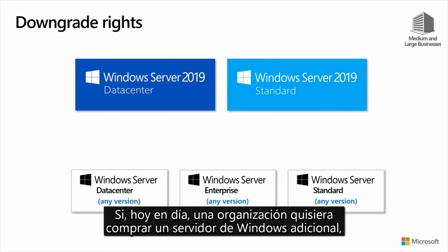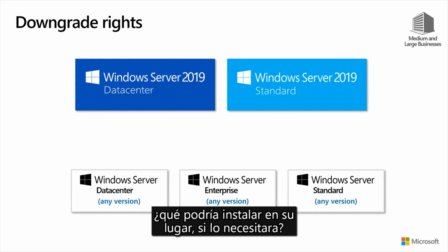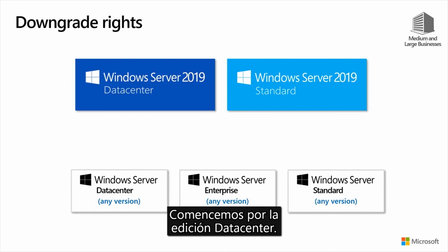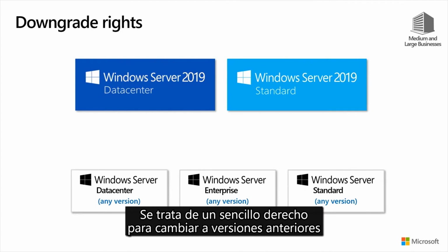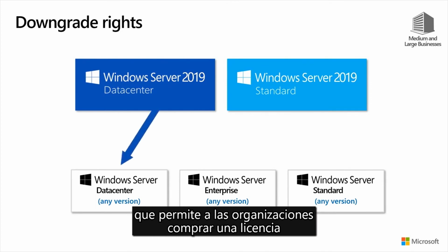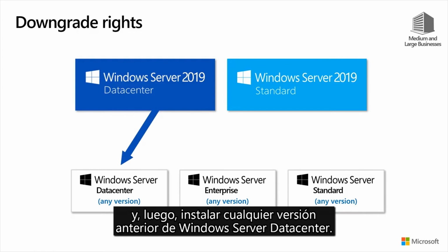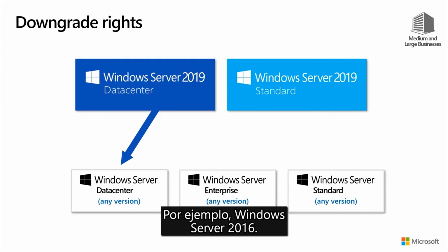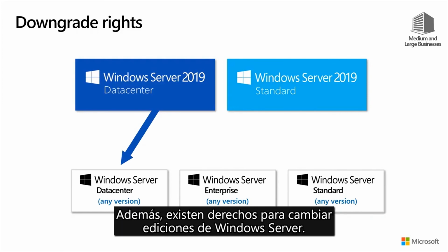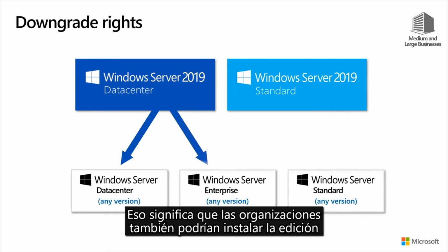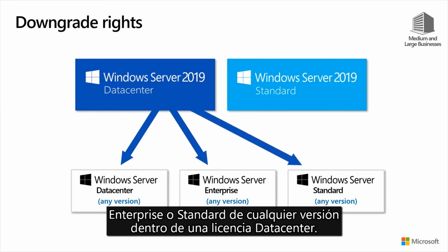If an organization were to purchase an edition of Windows Server today, what could they install in its place if they needed to? Well, let's start with the Data Center edition. There's a straightforward downgrade right that allows organizations to purchase a Windows Server 2019 Data Center edition license today, and then to install any previous version of Windows Server Data Center. So that could be Windows Server 2016, for example. In addition, though, there are down edition rights for Windows Server, and that means that organizations could also install the Enterprise or Standard editions of any version under a Data Center license.